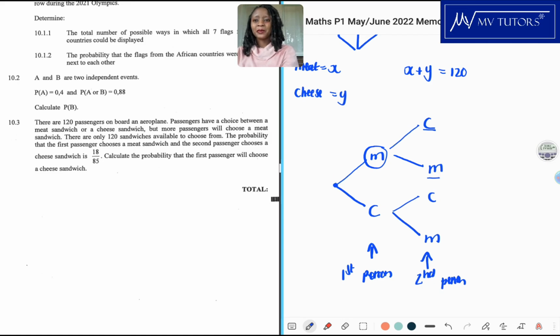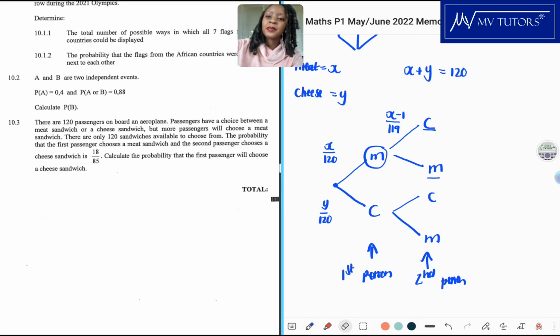Okay, so let's see. We said that meat is X and cheese is Y. If the first person is about to take meat, they have X options to choose from the 120. If this person were to take cheese, they have Y options to choose from the 120. After the first person has chosen meat and taken that sandwich away, we are left with 119, and we no longer have X options available. We have X minus 1 options available.